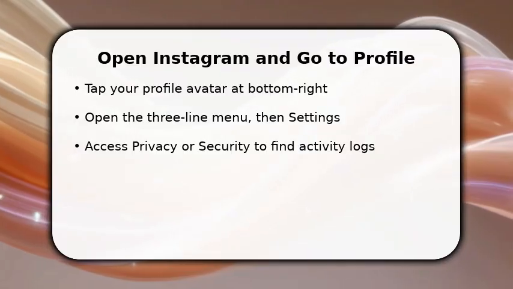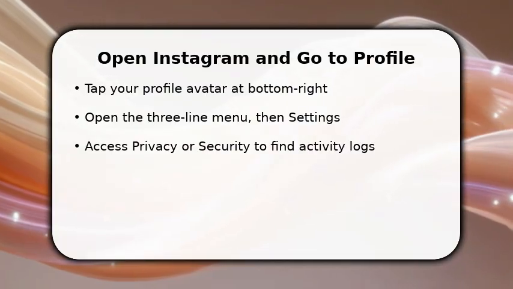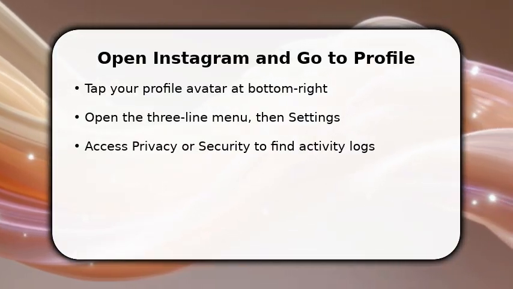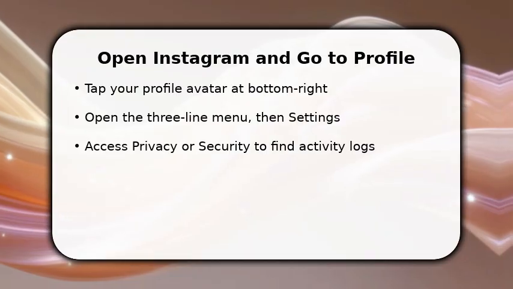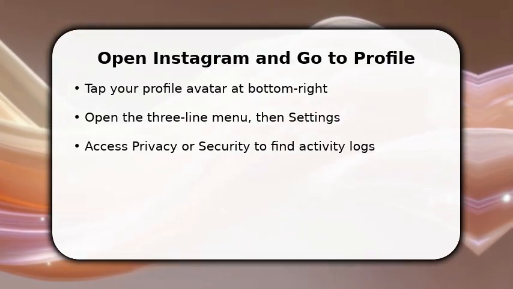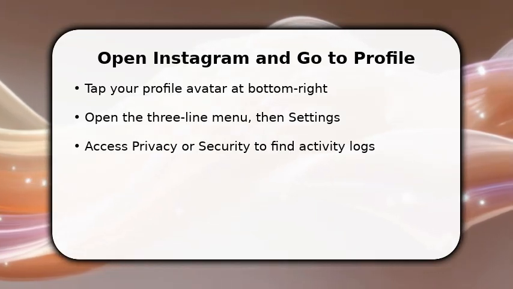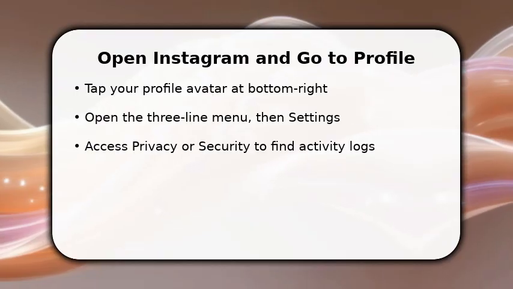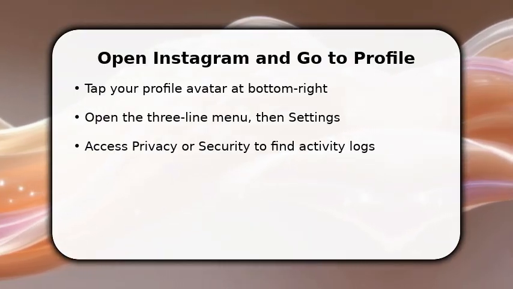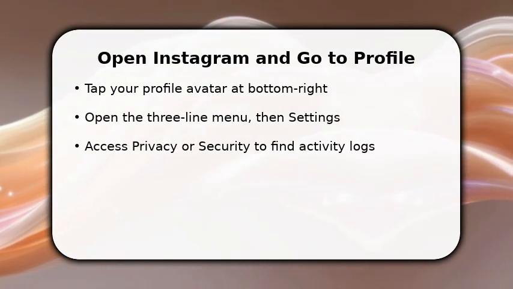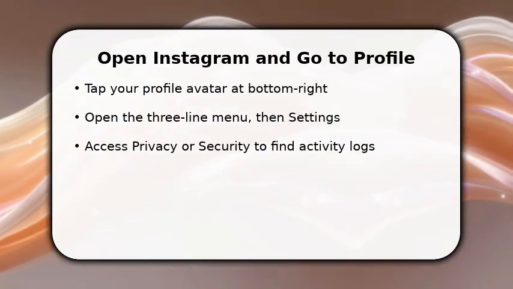You'll start inside your profile, tap the avatar at bottom right, and open the three-line menu. Once done, choose Settings, then look for Privacy or Security depending on your app version. This is where Instagram stores activity and search history controls. You want to reach your activity or search history area because video watch records are tied to those logs.